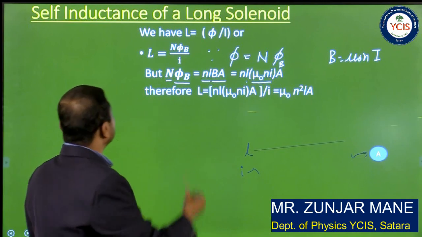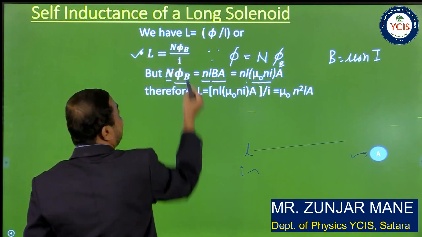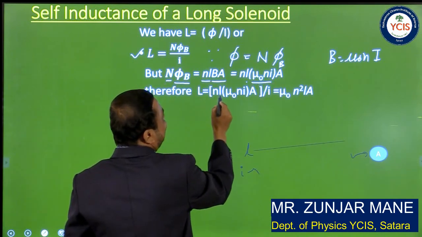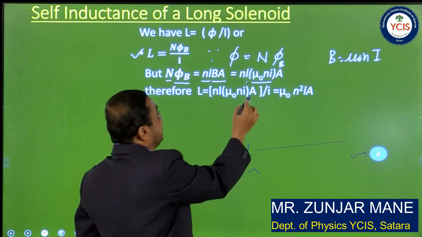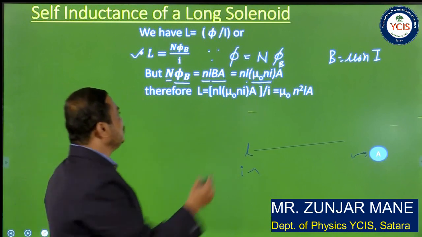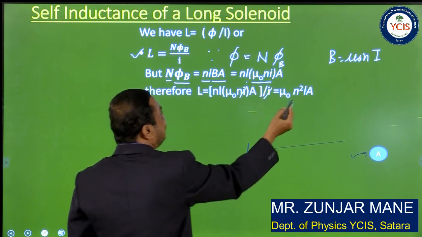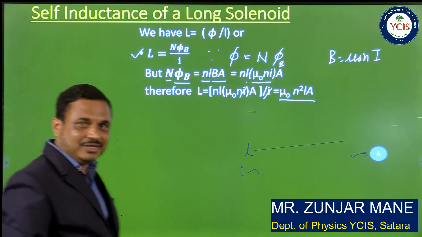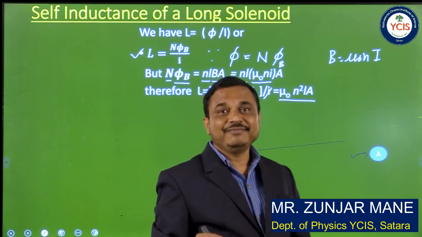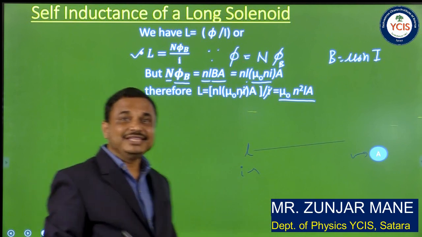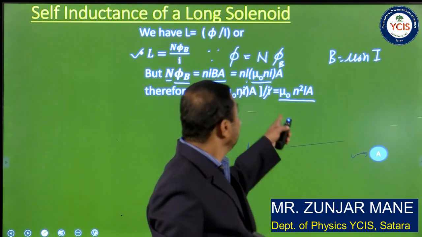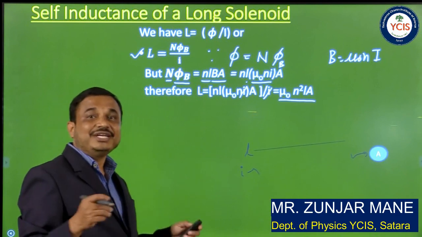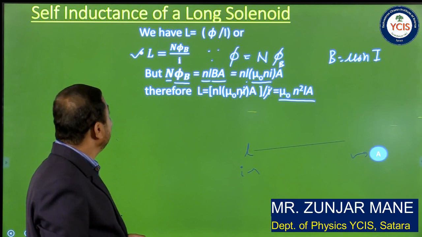Therefore L is equal to N phi B upon I. Divide this equation by I, we get L equal to nL mu 0 n I A divided by I. So I cancels, and therefore we have mu 0 n square L A. What is mu 0? That is the permeability of free space. What is small n? That is the number of turns per unit length of the solenoid. What is L? That is the length of that solenoid. And what is A? That is the area of the solenoid.